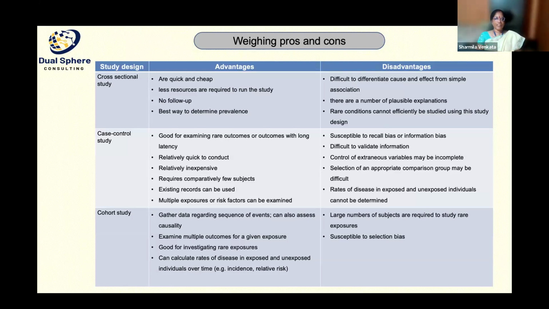If it comes to disadvantages, they require large sample sizes, especially for rare outcomes. They are susceptible to selection bias if follow-up is uneven or participants are lost. So cohort studies are like long movies. They take time and resources, but tell the full story of exposure to outcome.